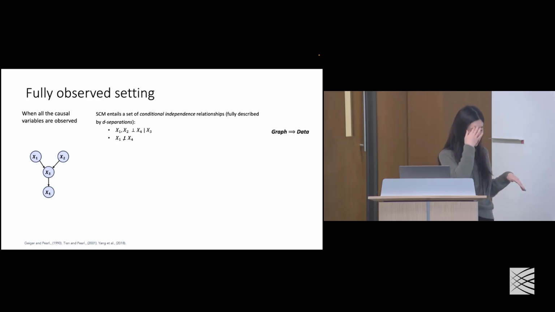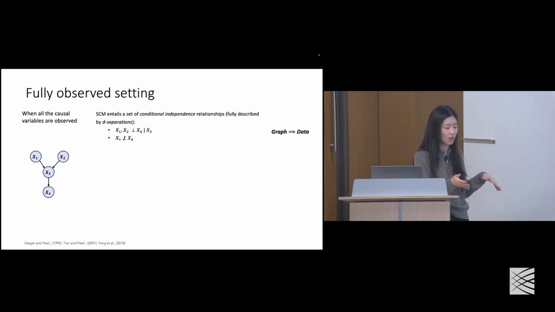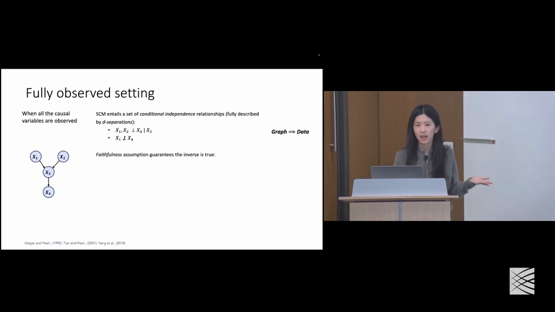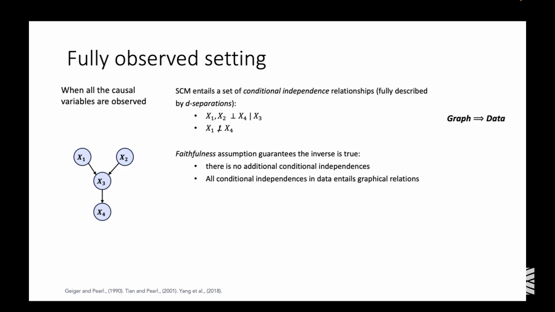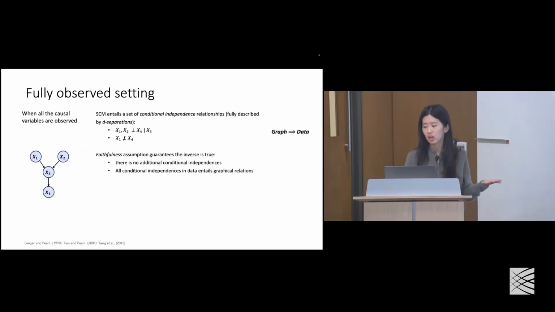But when you want to construct a causal diagram, you want to know what the black box causal diagram is from just the data. You need the reverse direction, which is data to graph. This is given by the faithfulness assumption, which basically means there's no additional conditional independence in the data aside from the ones entailed by the graph. So all the conditional independence relationships you see in the data would be some form of graphical relations in the black box model. Given this assumption, you have the reverse direction of data to graph. I want to point out that it is debatable whether this assumption is strong or not, but you can probably show in some settings, under some assumptions, that violation of this assumption has measure 0.